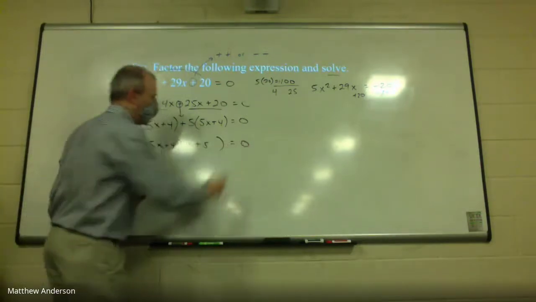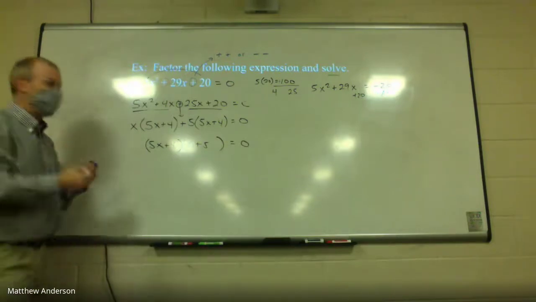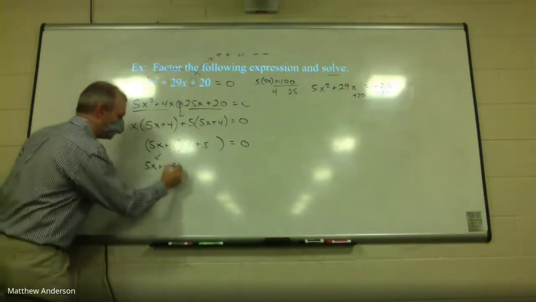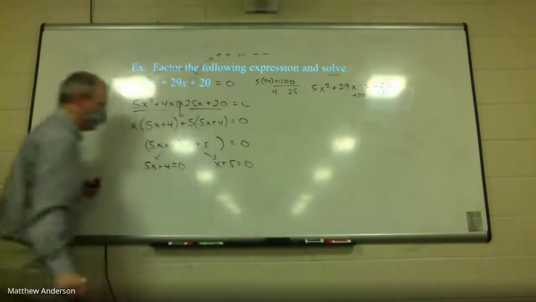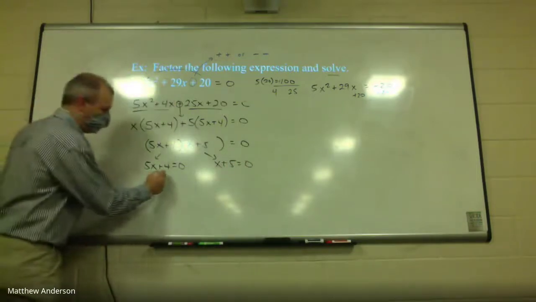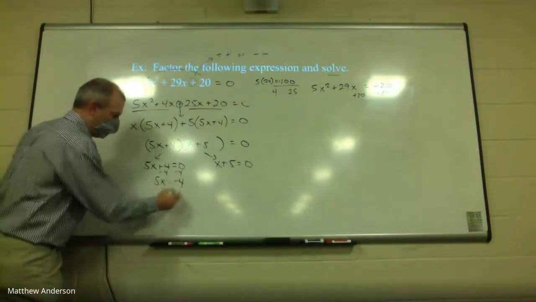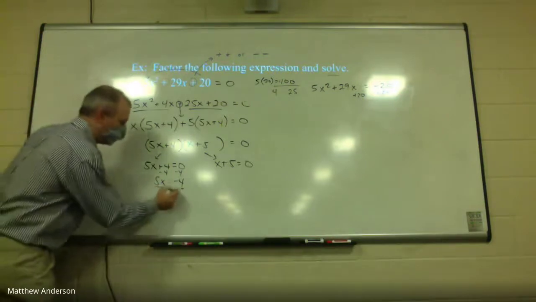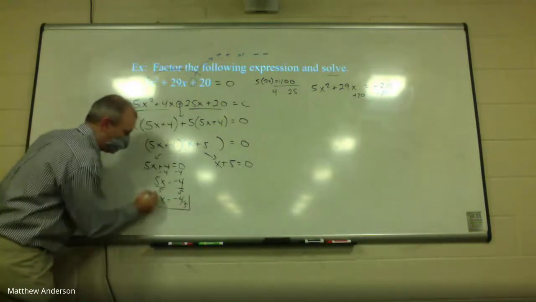And since we're solving an equation, what do we do with those? Set each one equal to 0. So if this equals 0, that will give us a solution, or if this one equals 0, that will give us a solution. Let's do the hard one first. What do we have to do here? Subtract 4. And what else? Divide by 5. So x equals negative 4/5 is one of our answers.